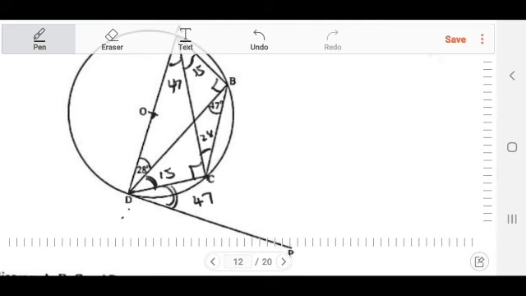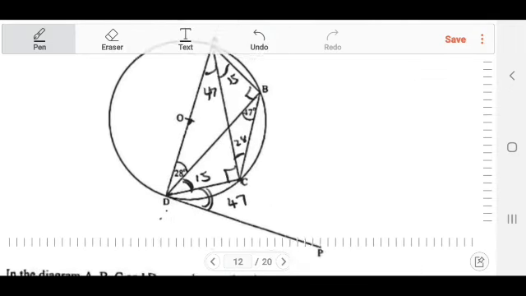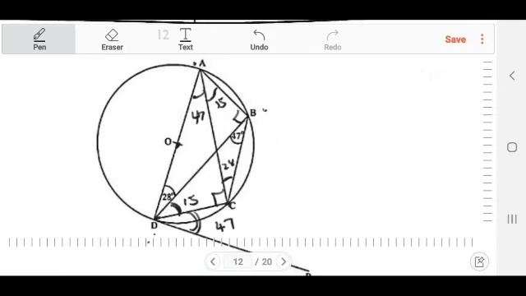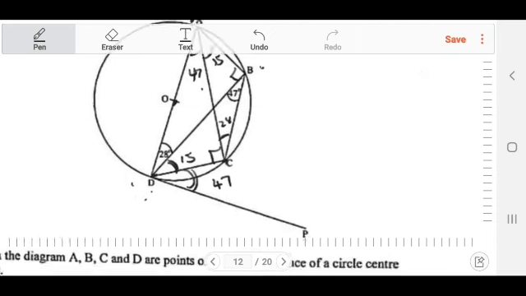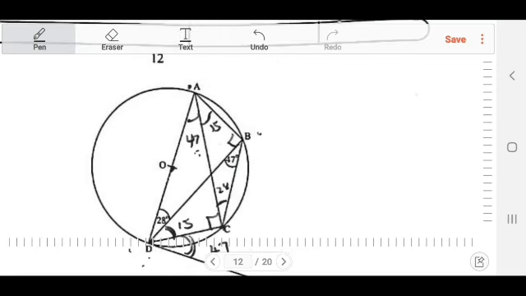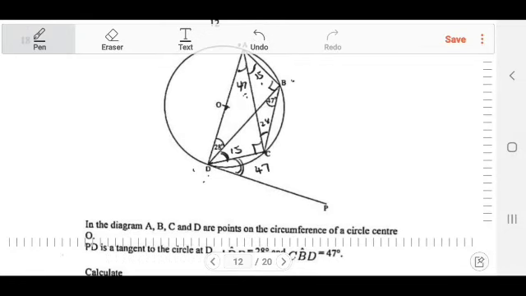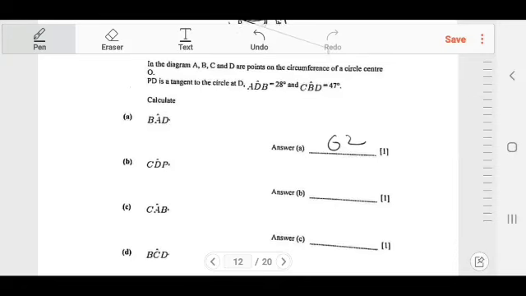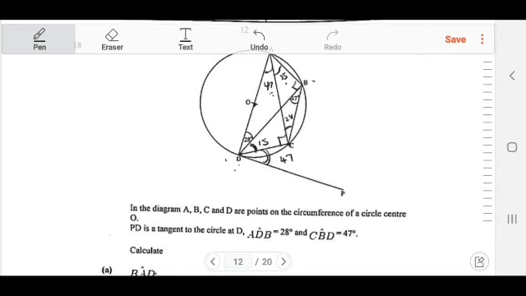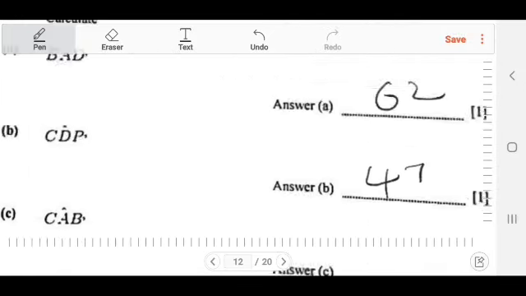Okay, so I think I filled in all. Now let's try and answer. BAD, which one is BAD? This one, which is this 47 plus 15, which is going to give me 62. Then CDP, which one is CDP? CDP is 47 there. Then C is CAB.